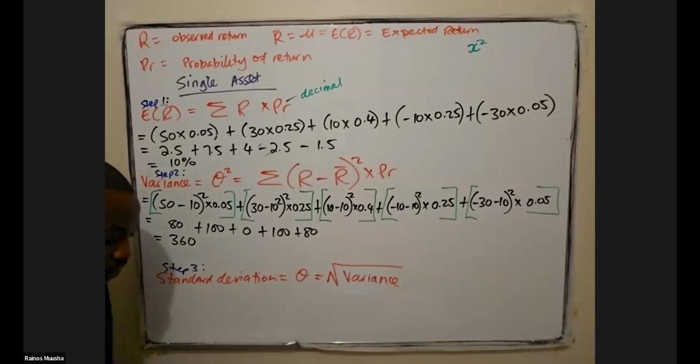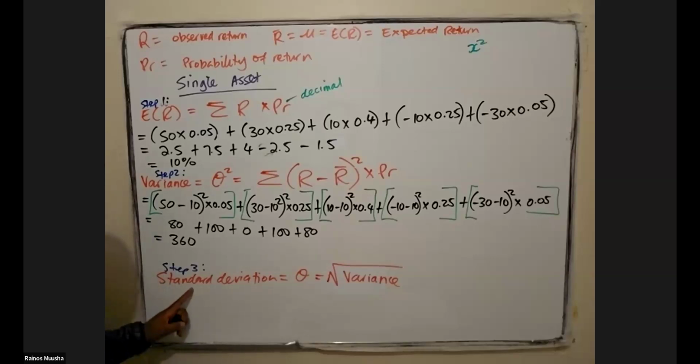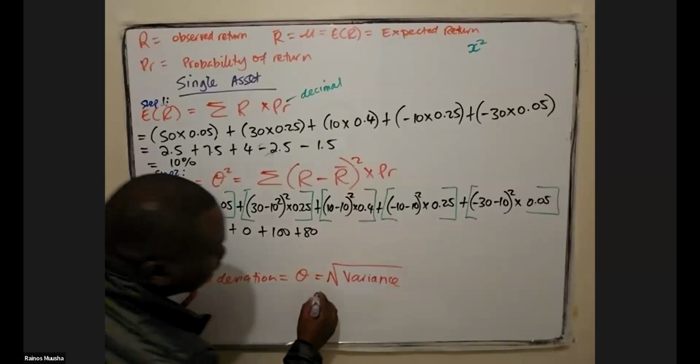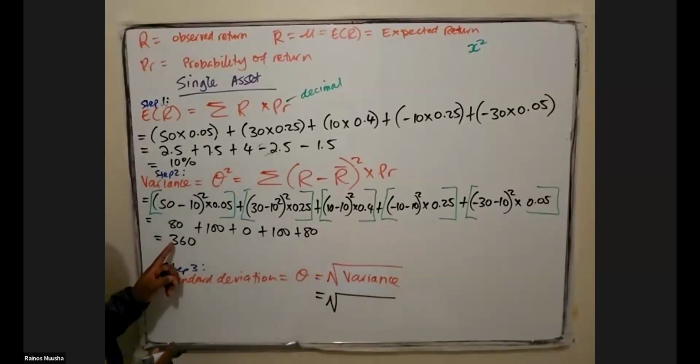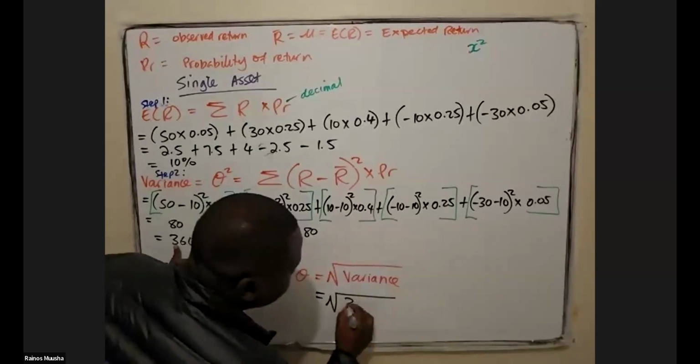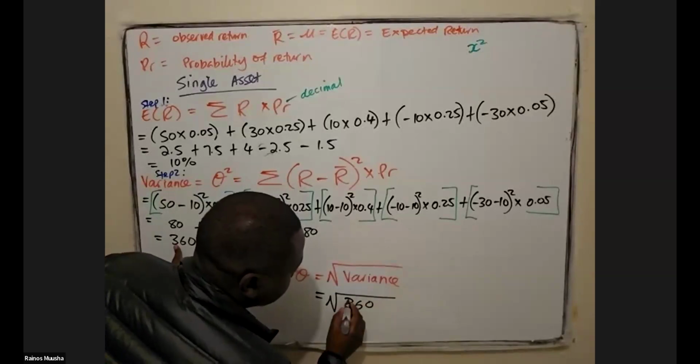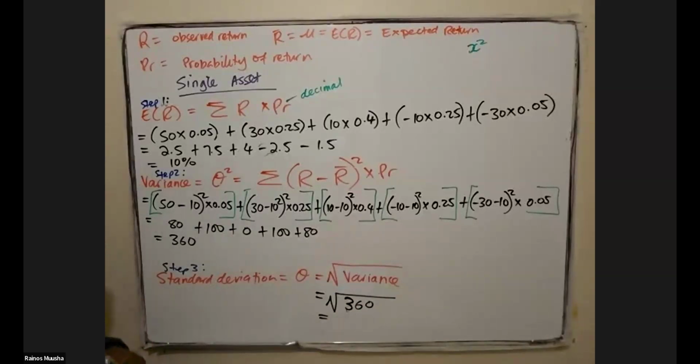So the last step would be the calculation of the standard deviation. And for the calculation of the standard deviation, we're going to be looking for the square root of the variance. What did we get as the variance? The variance was 360. So if the variance was 360, how much would you get as the square root of 360?